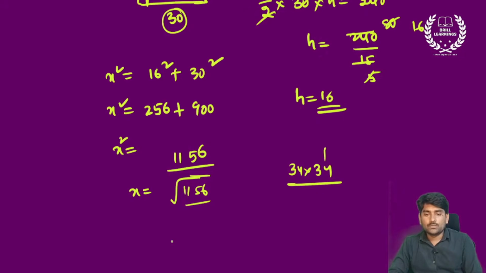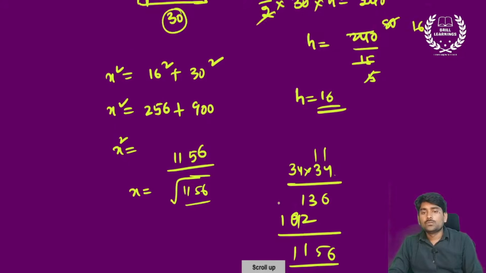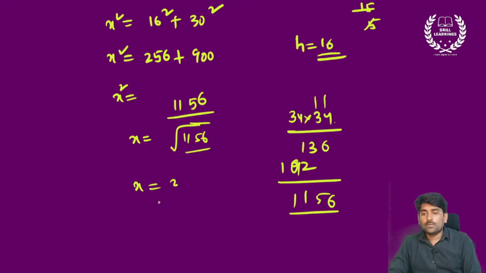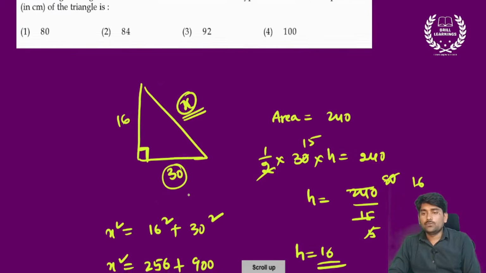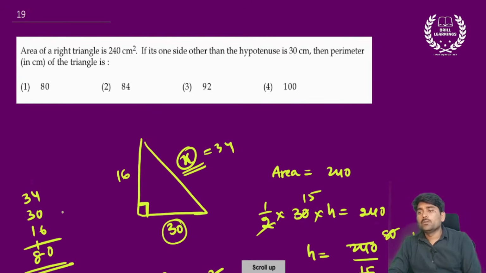Let's check. 4 4s are 16, 4 3s are 12, 13, 3 4s are 12, 3 3s are 9, 10, 10, 6, 5, 1, 1. So 34 square, here 34 is the x value. Hypotenuse is 34. Now find the perimeter. Add up all these three values, 34, 30 and 16. That is 80. 80 is the perimeter here. So the first one is the right answer.